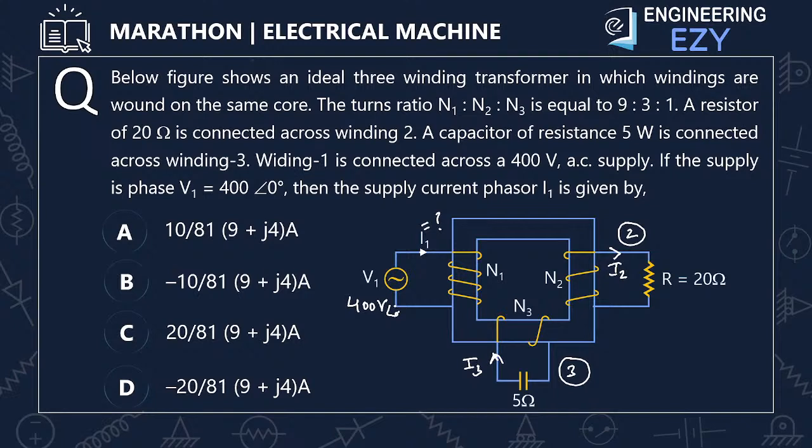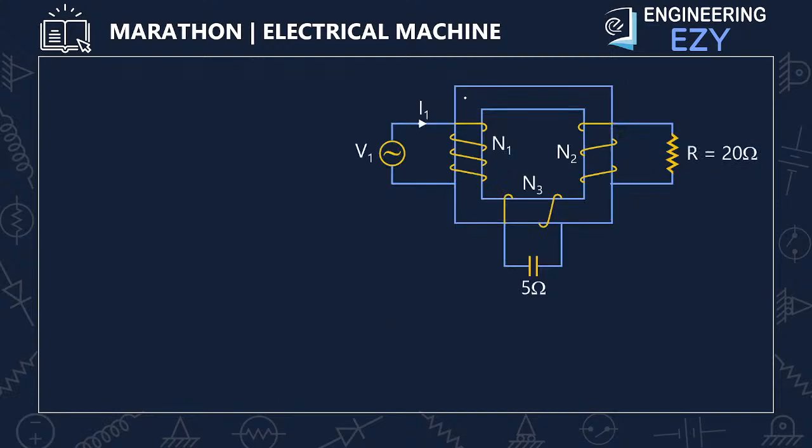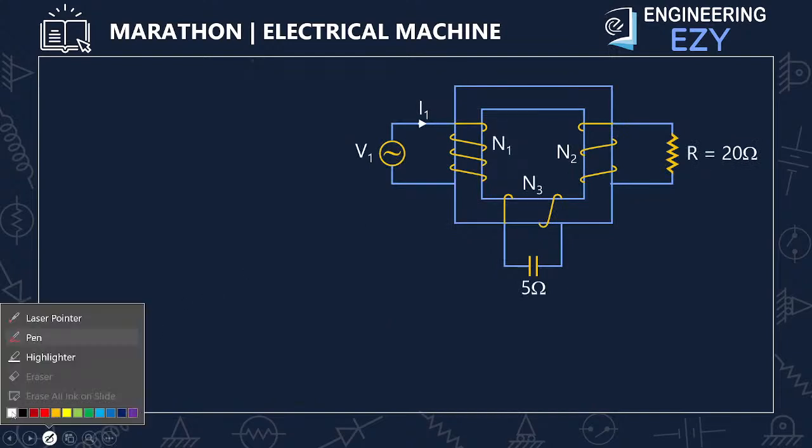Okay, so what is the answer? Try to give the answer. So V1 is given, we can calculate the V2. V1 by V2 is N1 by N2. Everyone knows. First I am calculating the I2. For I2 I have to calculate the V2. So I am solving this question.